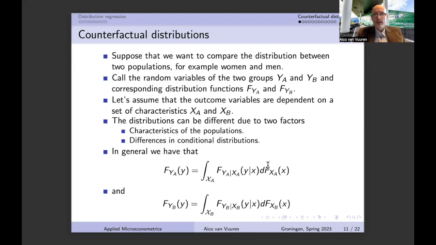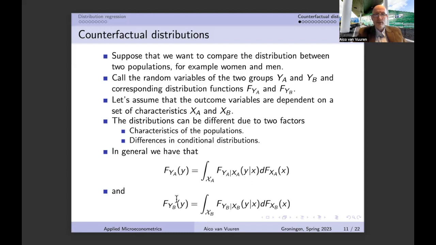So that means, for example, that if we look at a population that has very many high educated individuals, then this whole distribution function is going to shift to the right, because you get a relatively high weight for those conditional distribution functions that are relatively to the right. The moment that there are very few high educated individuals, we get a shift to the left. That is something you should realize. Well, this we can do with the A population.